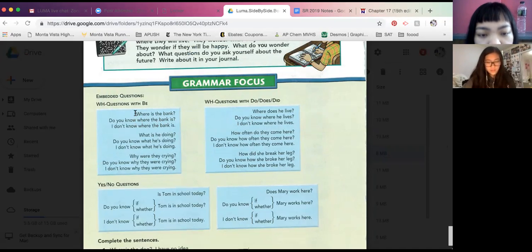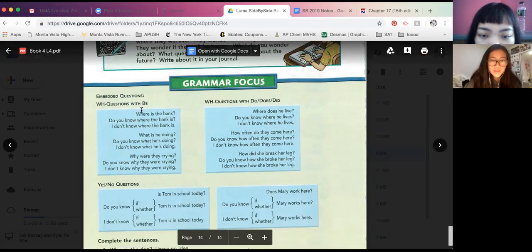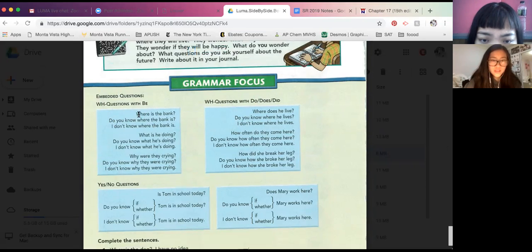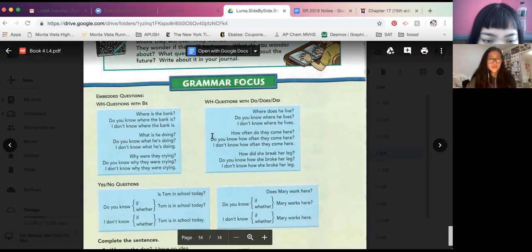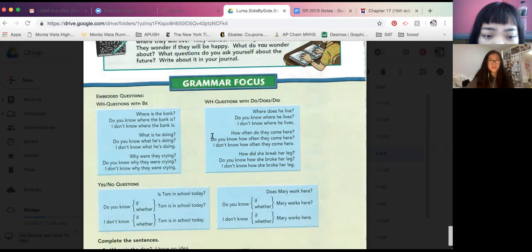So where is the bank is the same thing as do you know where the bank is. It's just rewording it, and they're essentially the same question. And then the answer is I don't know where the bank is. And then what is he doing, and do you know what he's doing? So these 2 questions are the same thing. By asking one of them, it means the other one too.